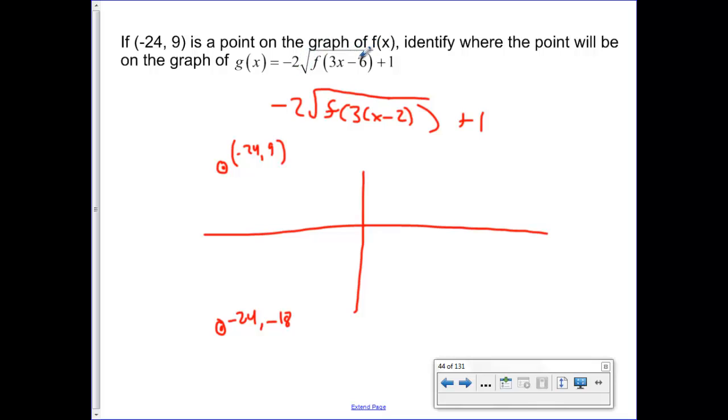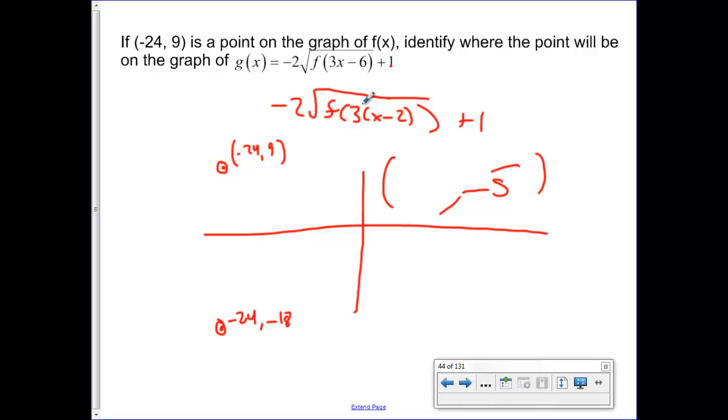So all of your Y values will now be square rooted. Your Y value of 9 will now become 3. Then the negative 2 in front will take that 3 and flip it down to negative 6. And then the plus 1 will move it up to negative 5. Okay, so negative 5 is our Y value. You don't worry about the 3x minus 6 for that. Well, that'll be your X value, because this will be inside the function.